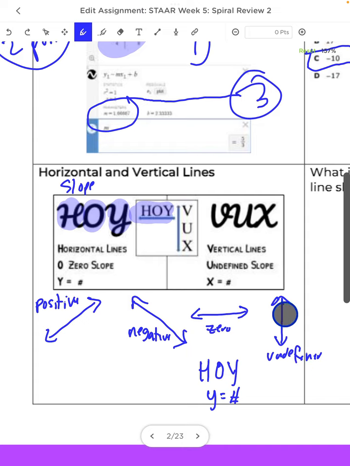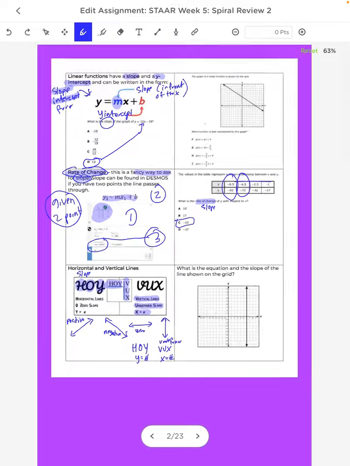For a vertical line that goes up and down, we're going to think VUX. Vertical lines have undefined slope and start with x equals. So for a vertical line, we're going to remember VUX. It's undefined slope, and the equation is always going to start with x equals some number. So let's try to remember HOY and VUX.